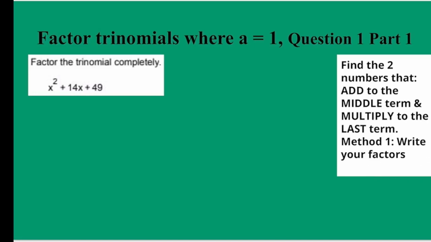Factor trinomials where a is equal to 1. So we're going to do a couple of questions in different parts. So this question says factor the trinomial completely, x squared plus 14x plus 49.